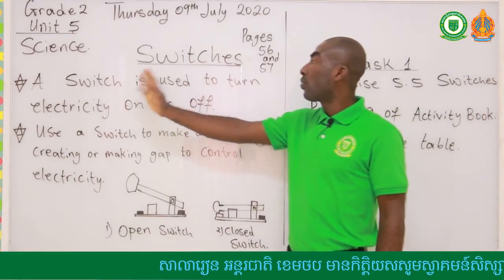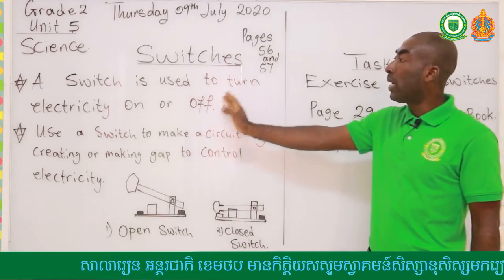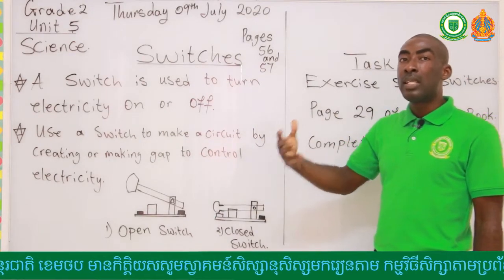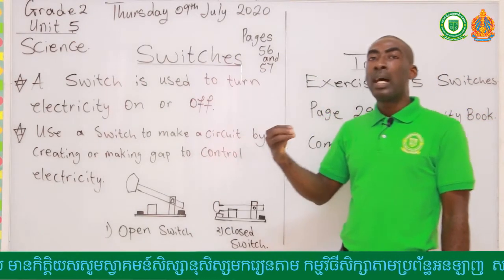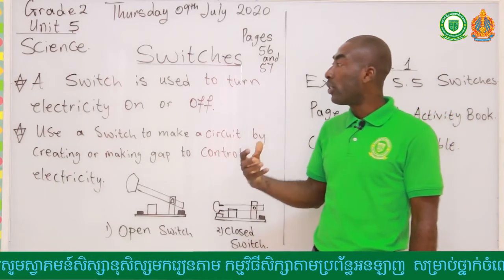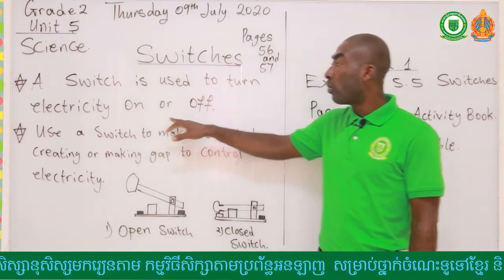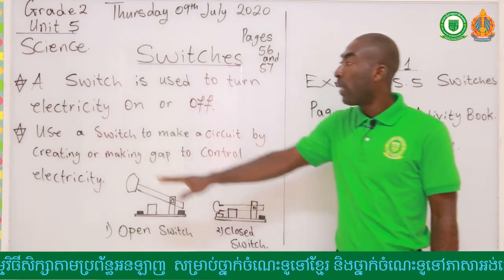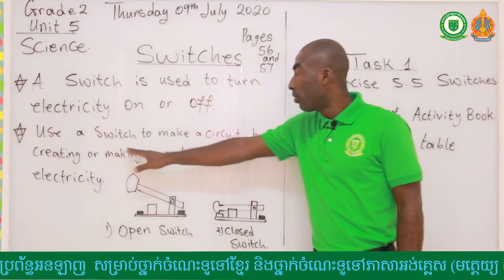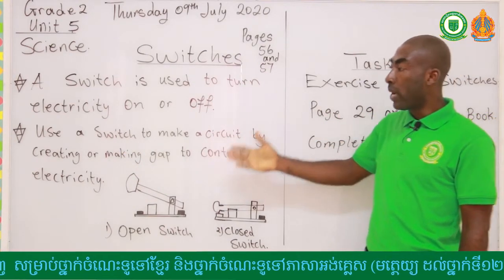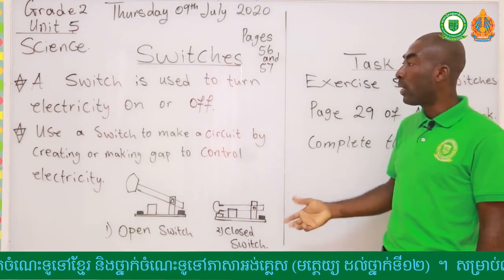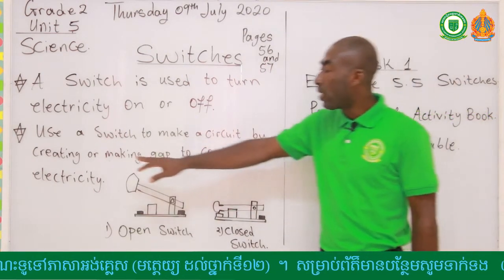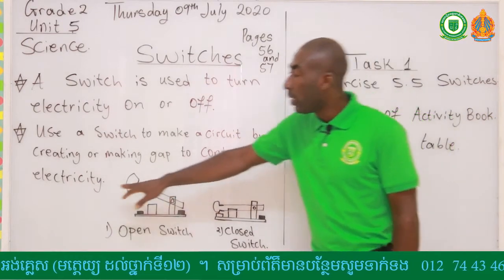So we say that a switch is used to turn electricity on or off. A switch is a device that helps an appliance or a machine to go on or to go off. That means it helps with the supply of electricity. A switch is also used to make a circuit work. How does it help a circuit to work? Use a switch to make a circuit by creating a gap to control electricity.